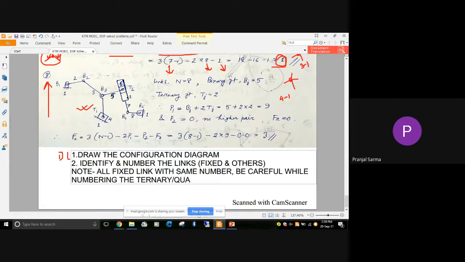Yes, correct. So suppose n is obtained. After that, we have to find what we are interested in, P1, right? Lower pairs. Correct. For that, what will we do?